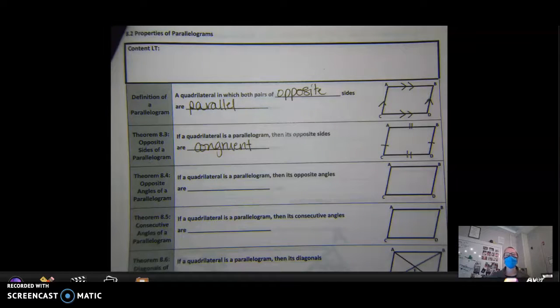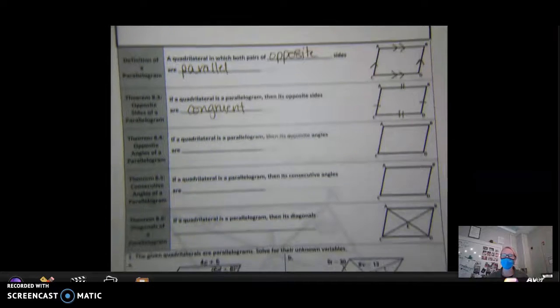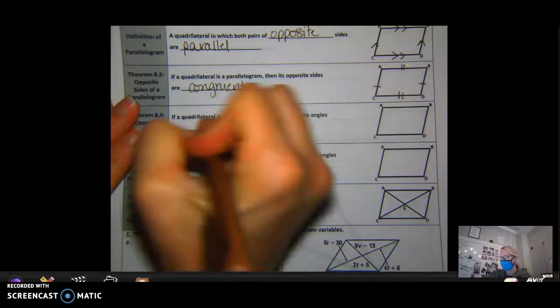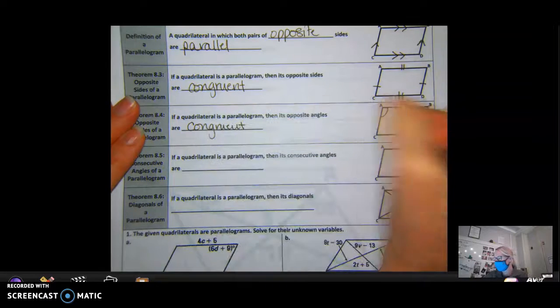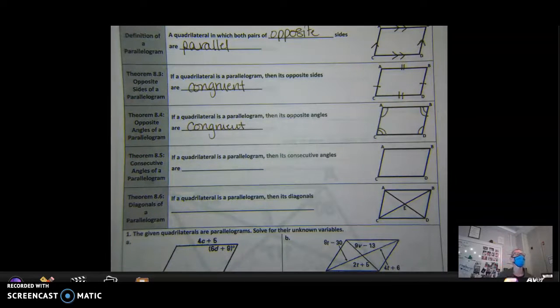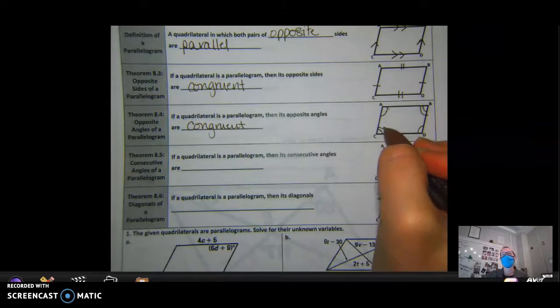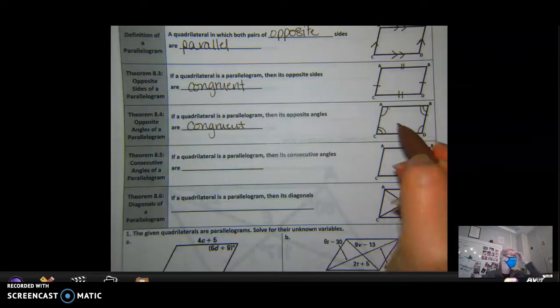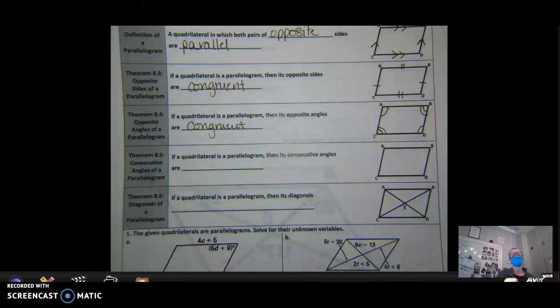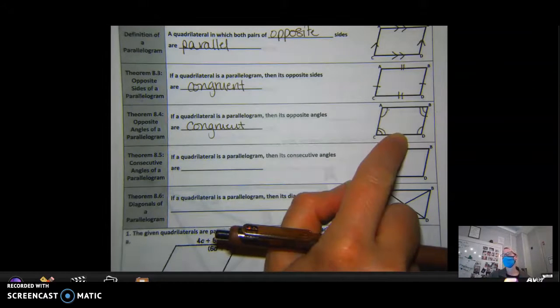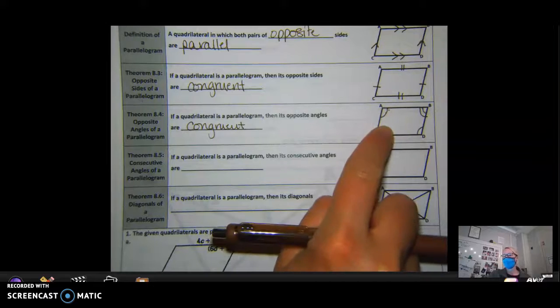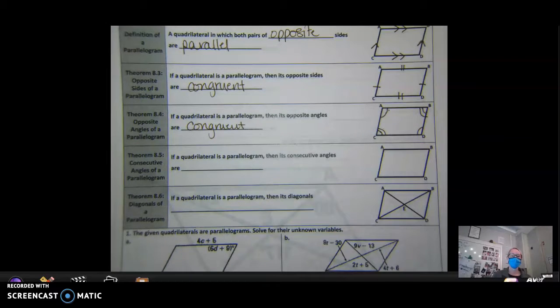Opposite angles of a parallelogram. So if I know that a quadrilateral is a parallelogram, then its opposite angles are also congruent. So this guy would be equal to this guy, and this guy would be equal to this guy. How many degrees are in a parallelogram? 360. So if I think about this guy with this guy, the non-congruent angles, what would they always have to be equal to? 180. Because if these two plus these two add up to 360, those two would have to be 180 to make those two 180 to add to 360 together.